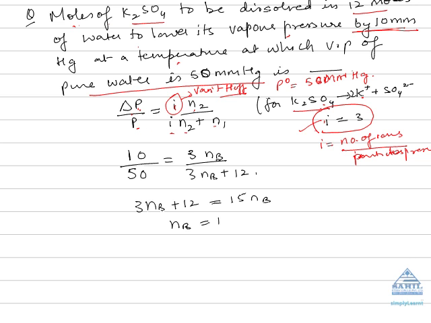Now delta P by P naught is equal to i into n2 over i into n2 plus n1, that is 10 over 50 is equal to 3 into nB over 3 into nB plus 12, because 3 is i. Now we can calculate nB, which is the number of moles of solute present, that is equal to 1 using the equation.